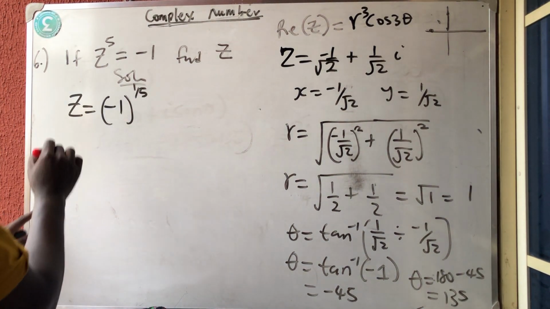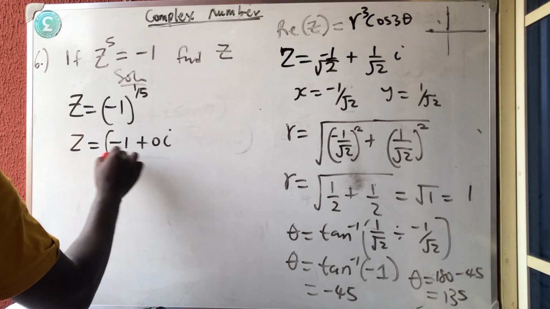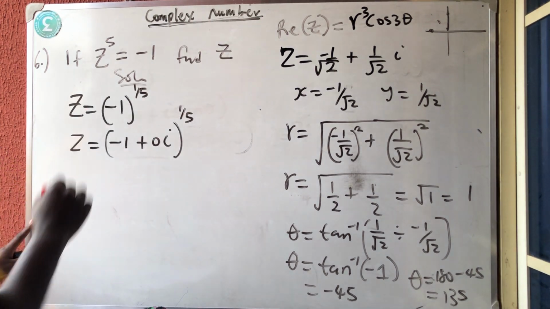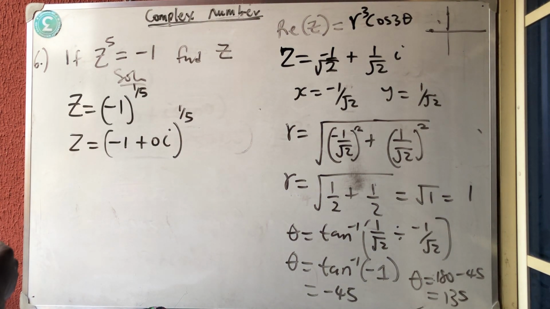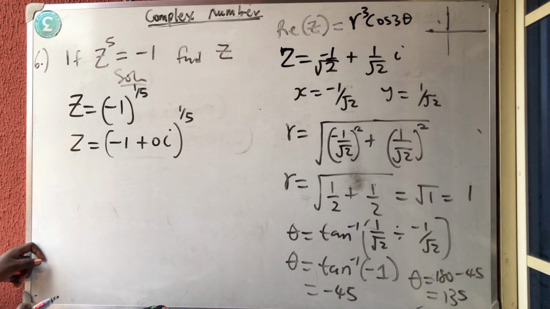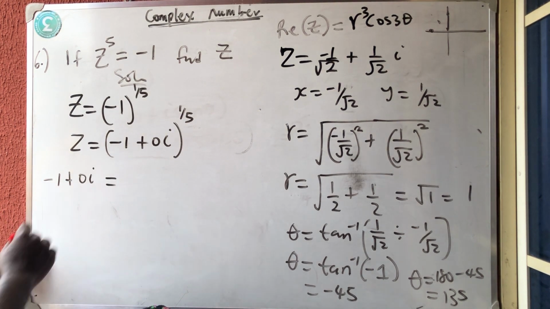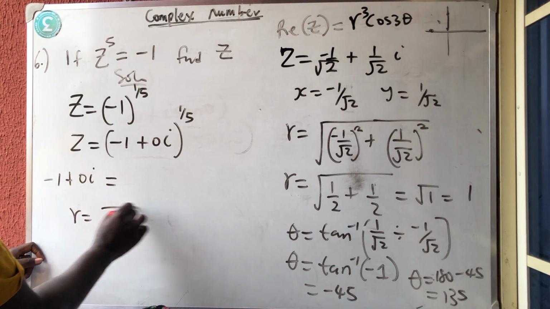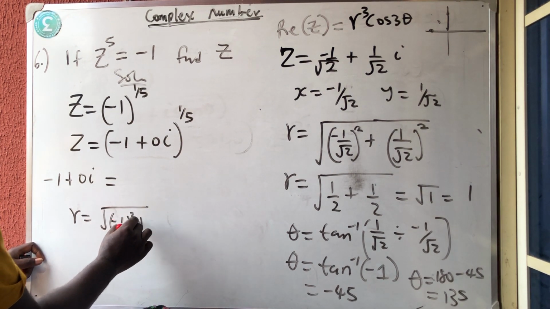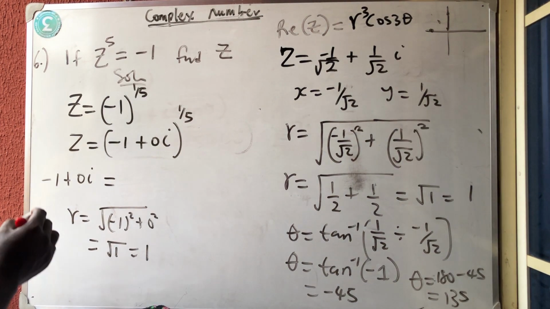So this is the same thing as saying z is equal to minus 1 plus 0i all raised to power 1 over 5. Is it not? So let us follow our normal method. First of all, let's change it into polar form. So I have minus 1 plus 0i. The first thing we are getting is our r. Our r is equal to the square root of minus 1 all squared plus 0 squared, so the square root of 1, which is 1. Our r is 1.